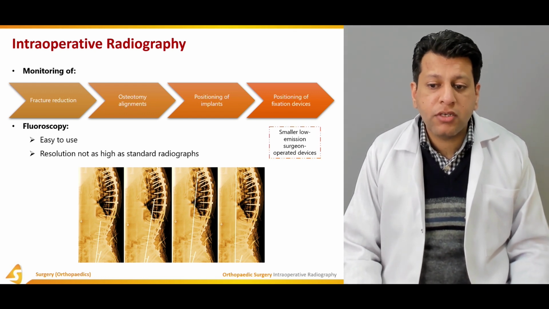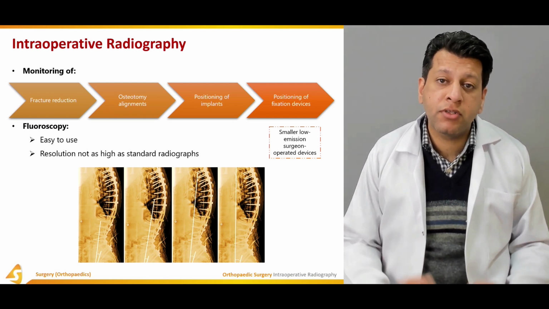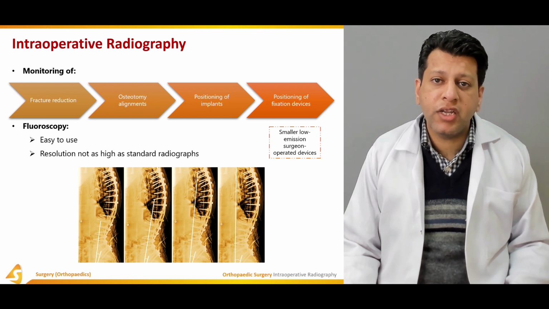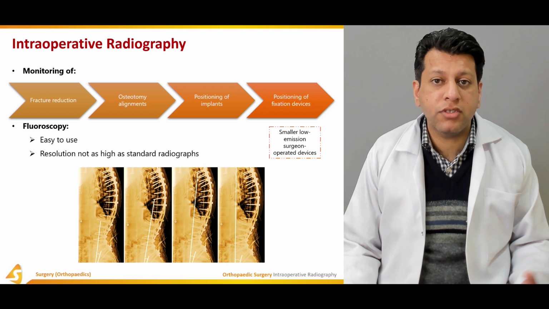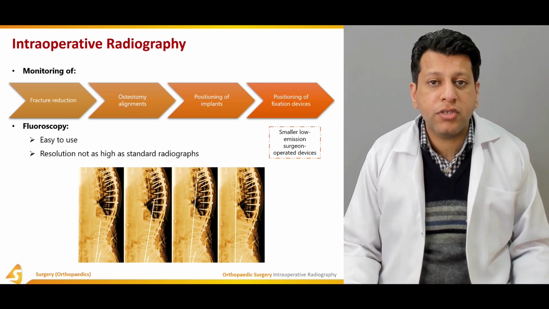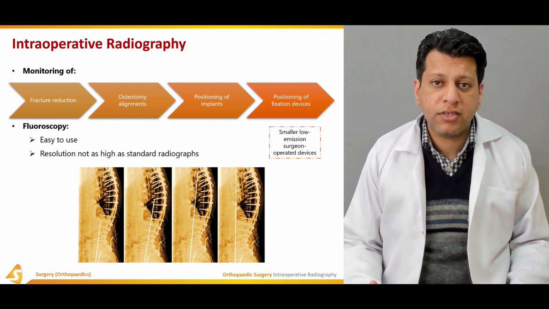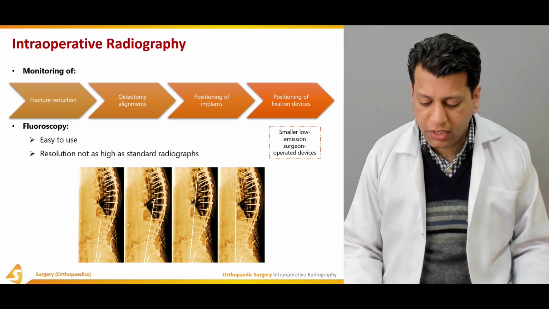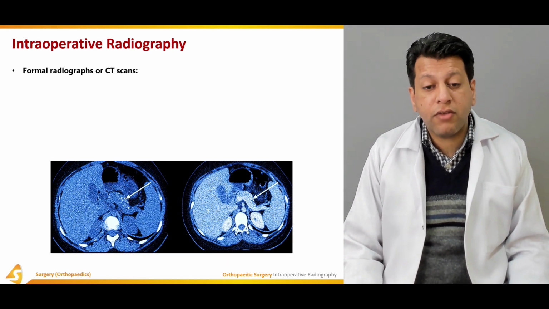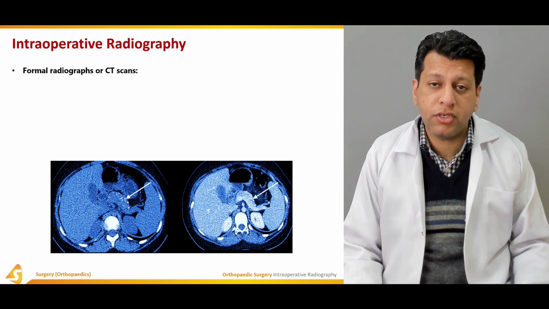Smaller, low emission, surgeon-operated devices have now evolved. Why? Because sometimes we may have to use a lot of x-rays, and eventually it creates a lot of radiation exposure and hazards for the surgeon and the staff in the operating room. Therefore, low emission machines are now coming up, which do x-rays but emit a very low amount of radiation. For intraoperative radiography, formal radiographs or CT scans have been employed as well, but not in all centers.